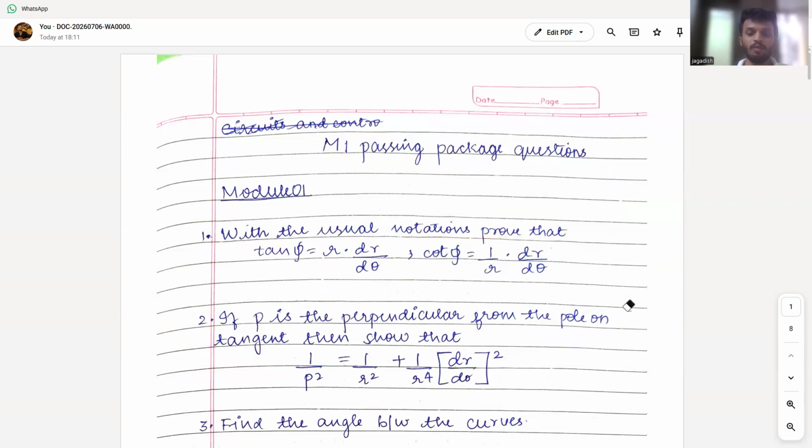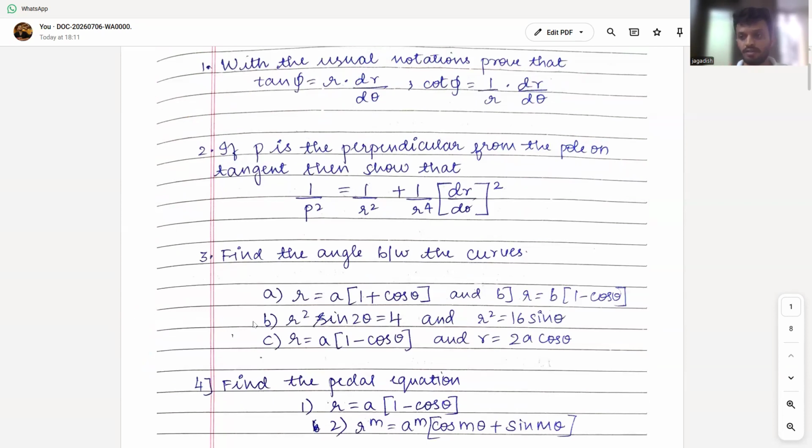Coming to the problems part, they will be giving you two curves, and you have to find the angle between the two curves. If you are getting theta as 90 degrees, then it is called the orthogonal condition.